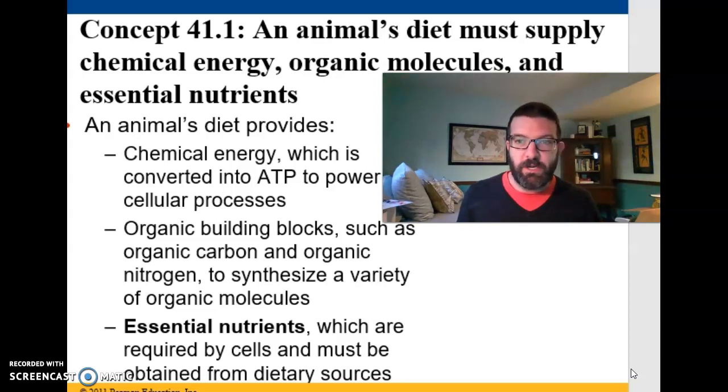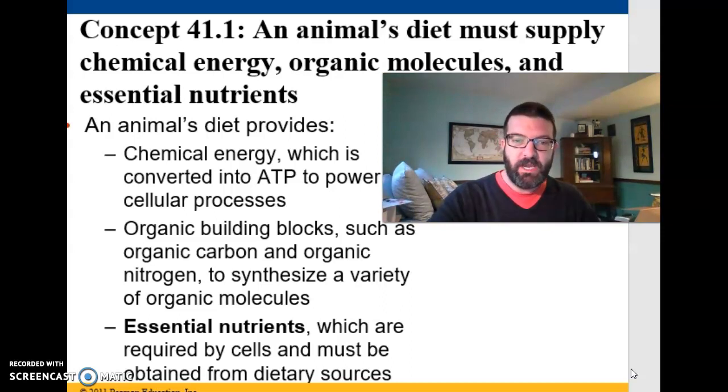So, for instance, we can turn some amino acids into other amino acids, or we can use glucose to build certain amino acids, but not all of the amino acids. Right? Some of them we can't. We call those essential amino acids. Similarly, we have essential fatty acids that we can't build ourselves. Things that we can't build ourselves are called essential nutrients and must be consumed.